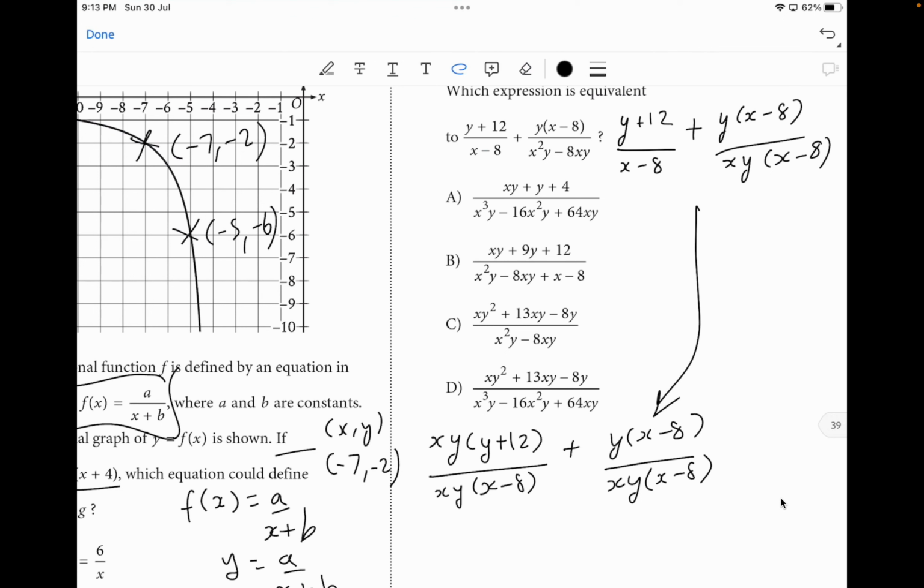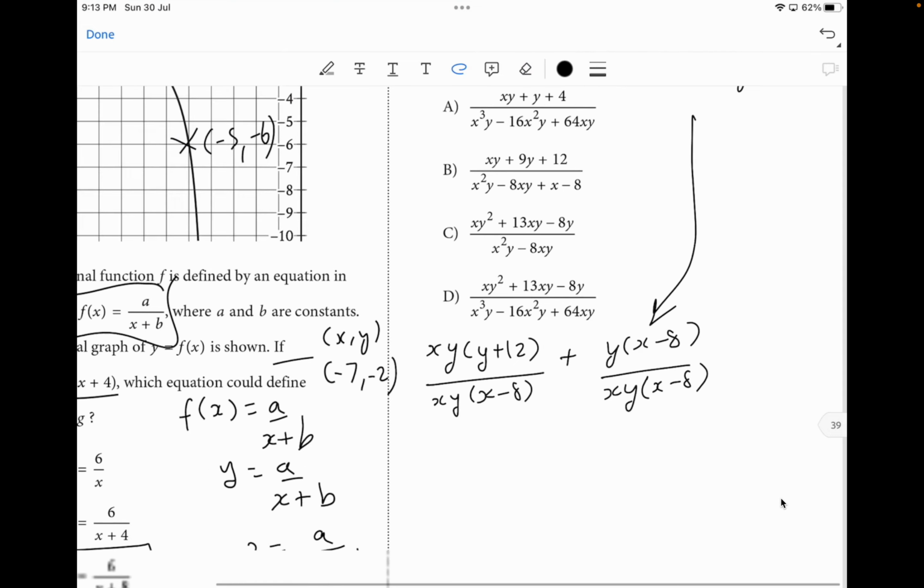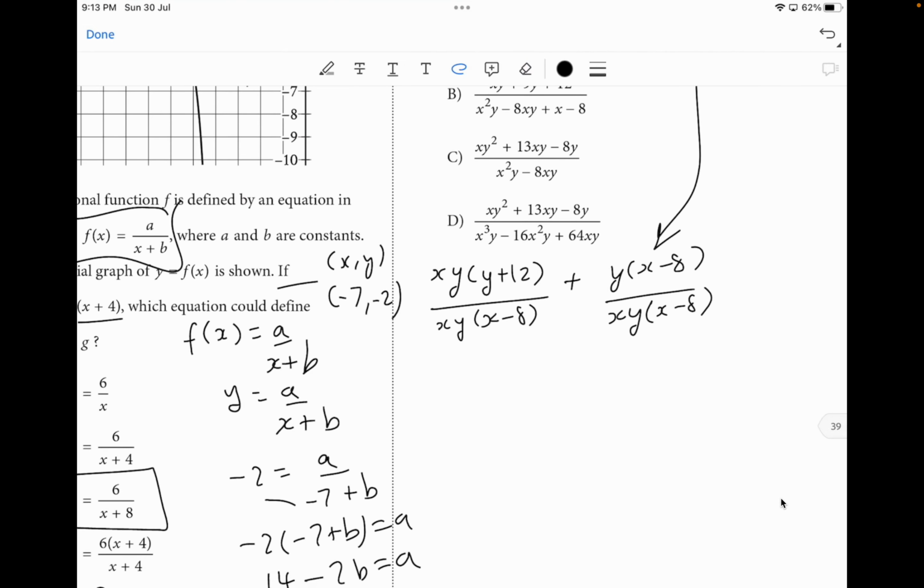So now what you're going to be doing is rewriting this with common denominators, right? By multiplying the first term by xy divided by xy. Now this is going to give you this form of equation. Now adding these two terms, it's going to yield this equation. So when you add both these terms, it's going to be xy(y + 12). This is the easiest way of doing this equation, and it's the best way of solving it.